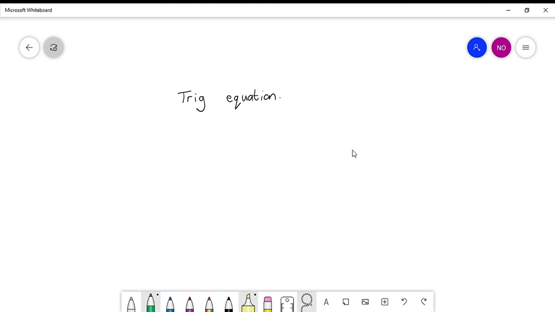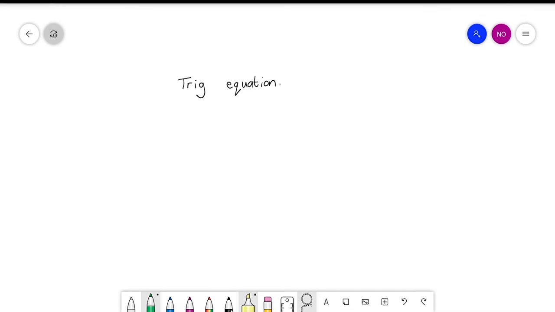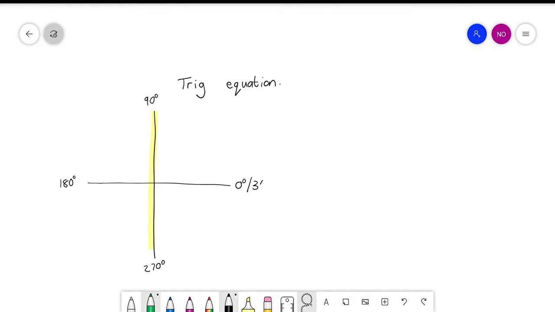The first ones that I want to do will be only on our normal plane. So I'm only going to work between 0 and 360 degrees. So I'm going to solve only for theta between 0 and 360 degrees.